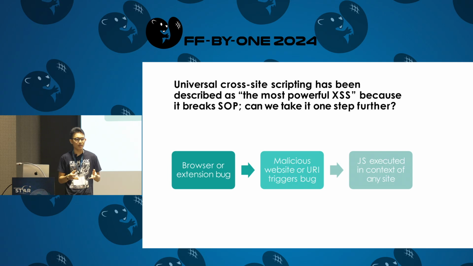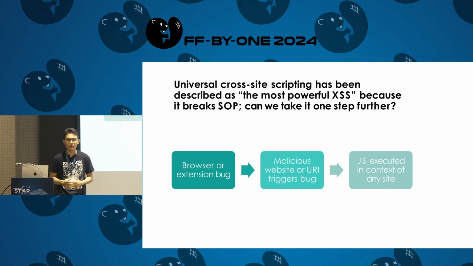So as long as you visit a malicious website, or maybe it's part of the URI, it triggers. Recently there was some really cool research on macOS Safari Universal XSS that you can check out. The JS is then executed in the context of any website. So it's no longer limited to one website, but any website. And that makes it almost like a same-origin policy bypass.